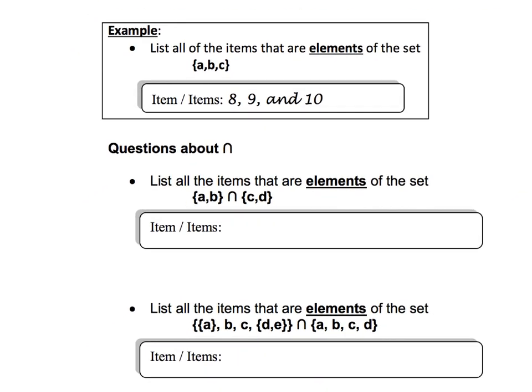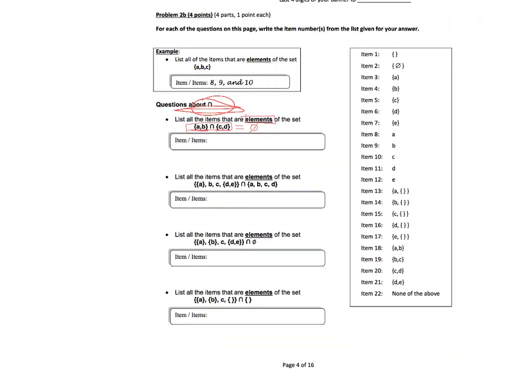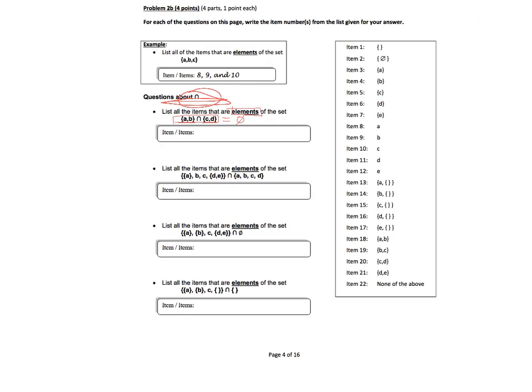Okay, this next problem is now asking about questions that use intersection, right? An intersection has to be in both sets, right? So if I take, for example, the intersection of A comma B with C comma D, the answer of what is the intersection of A comma B intersected with C comma D is the empty set. But if you ask me what are the items that are elements of this, well, there's nothing that's an element of this. It's the empty set, right? So I have to pick none of the above, which is number 22.